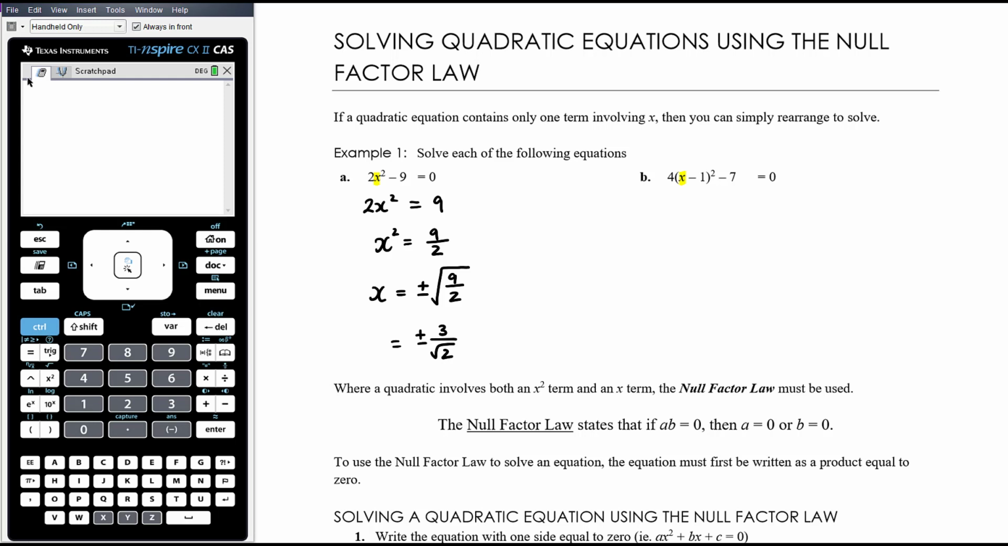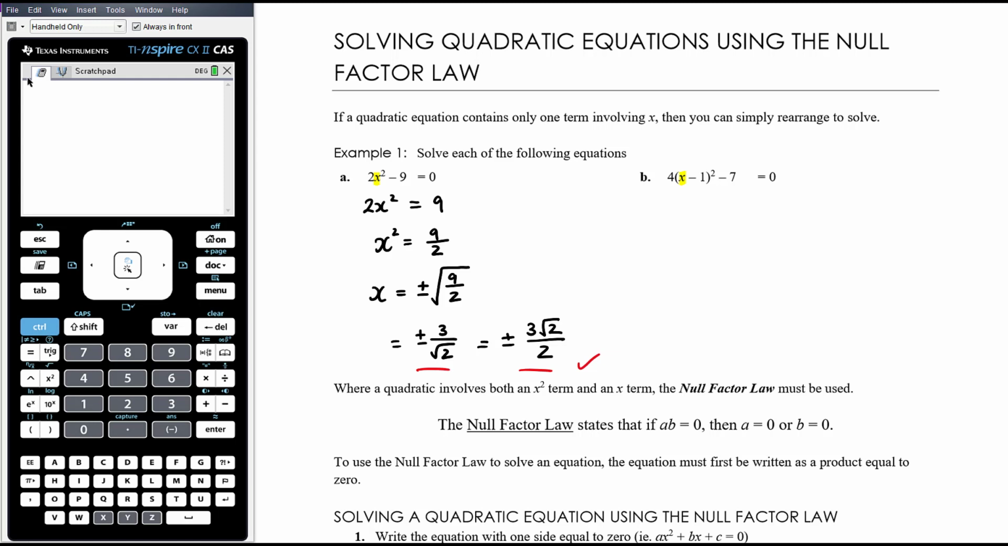Now that's perfectly fine. In methods we don't need to give answers with rational denominators, but if you rationalise the denominator there by multiplying the top and the bottom by root 2, we could also write that answer as plus or minus 3 root 2 on 2. Either of these, this or this would be perfectly fine. Okay.